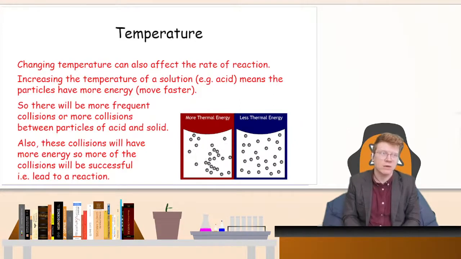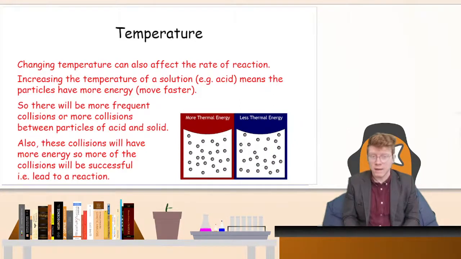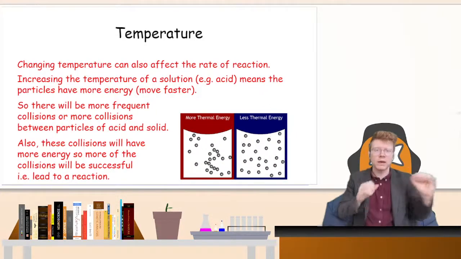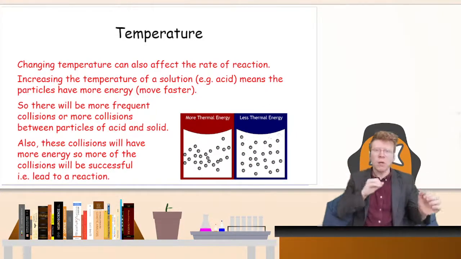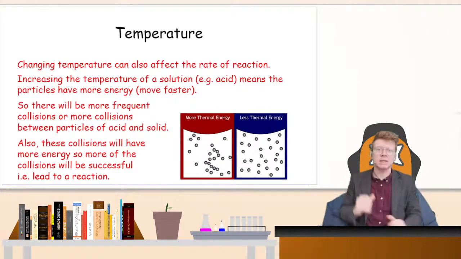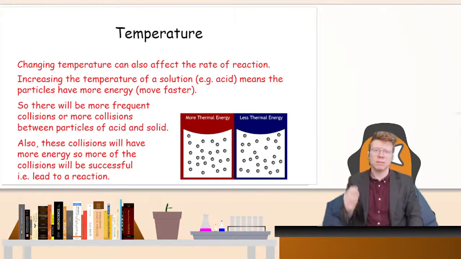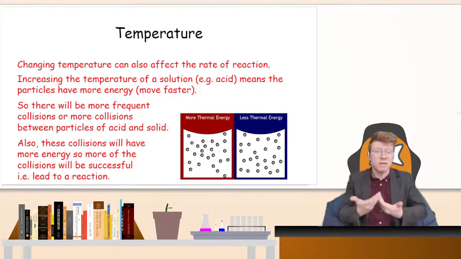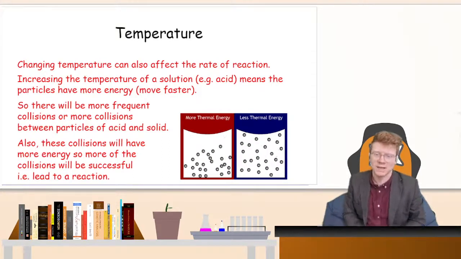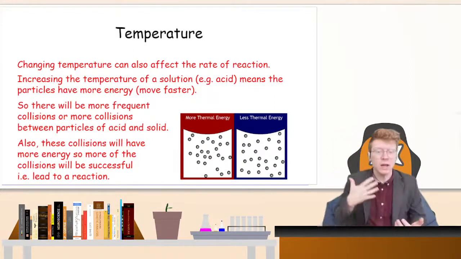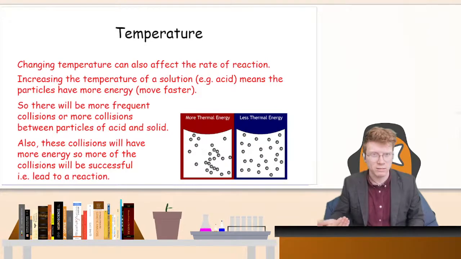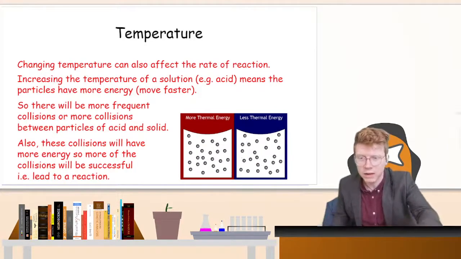So if you think about hydrochloric acid and magnesium again, right? If you heat up the hydrochloric acid, all those little hydrogen ions are way more likely to bump into that magnesium, and way more likely to bump into the magnesium with enough energy to undergo a successful collision and therefore react, right? So increasing the temperature increases the rate of reaction, right? So those are our 4 things.